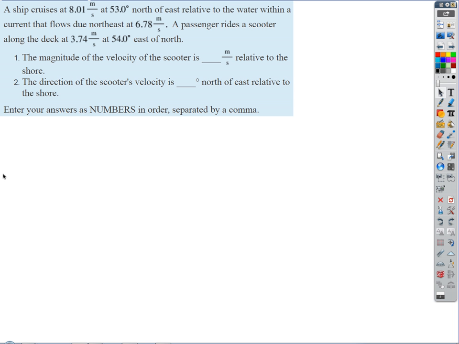So we got 3 things happening at once, right? The boat is traveling along the water. The current is moving it in a certain direction as it moves along the water. And then the guy's riding his scooter in some other direction.